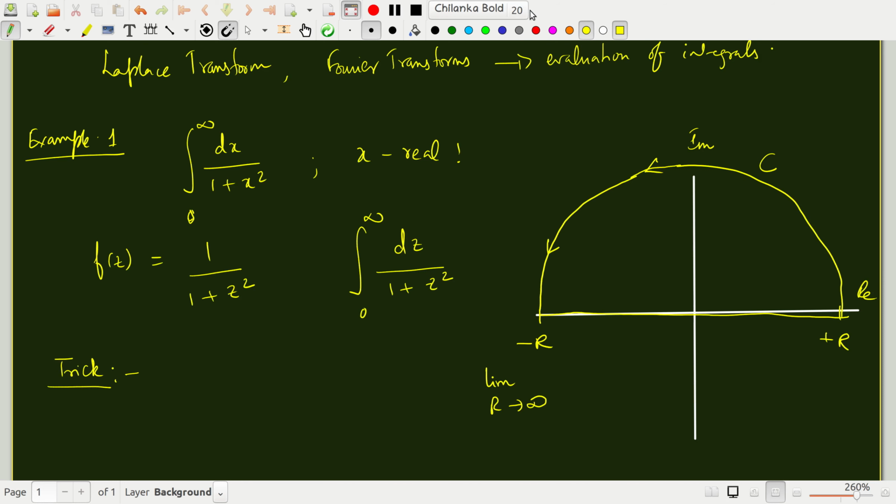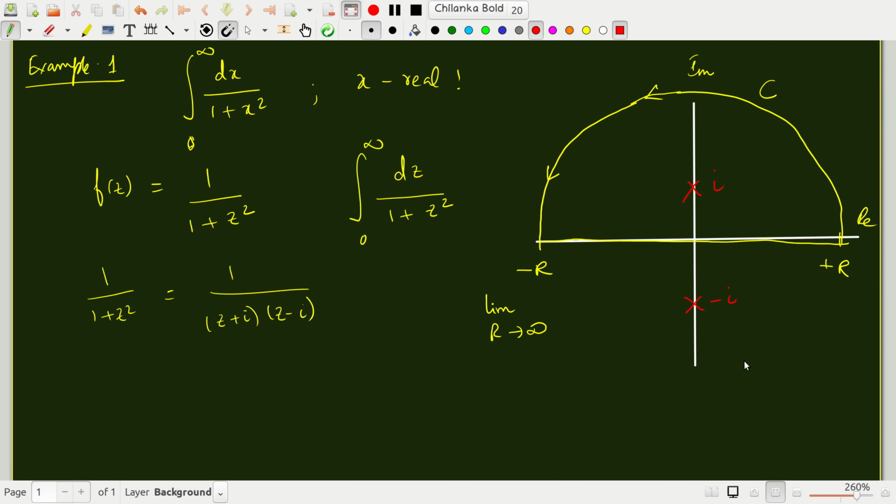Now the moment you draw this contour, the first thing you have to realize is that 1 over 1 plus z squared is nothing but 1 over (z plus i) times (z minus i). So there are two poles, a pole here and a pole here, i and minus i. These are the two poles.